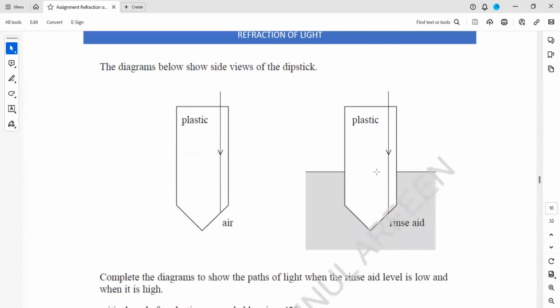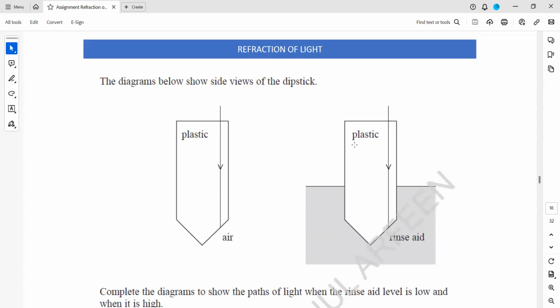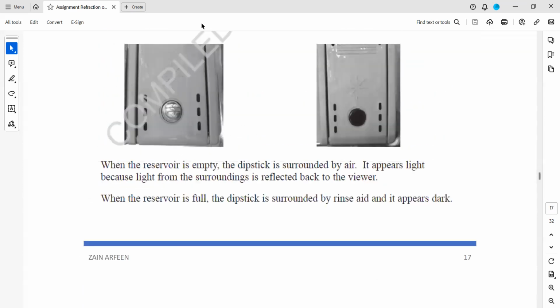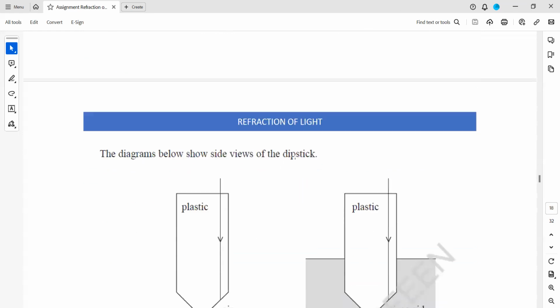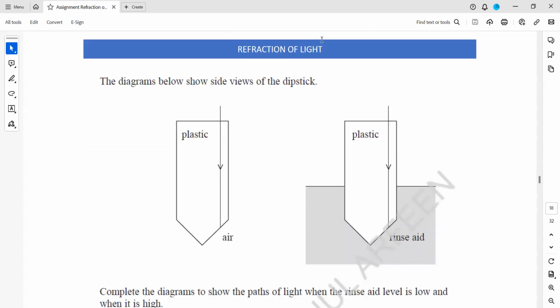What is the reason? Look at what actually happened. We are looking from the top, like our eye is at this point. So when we are looking from here, how does it appear light? The light is moving from plastic to air, and this angle of incidence is more than the critical angle, so the light will undergo total reflection, and then again total reflection, and enter the eye. That's why the light appears.